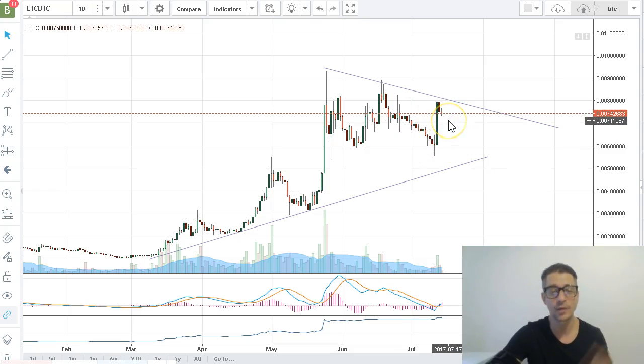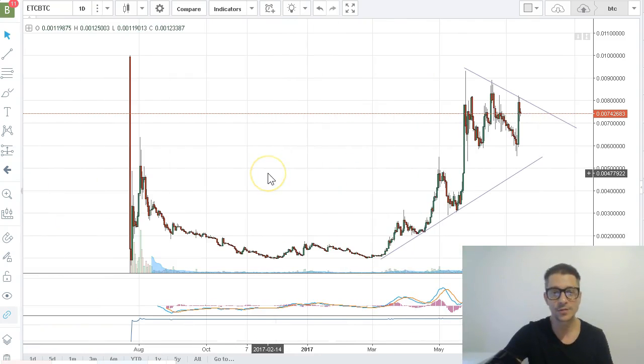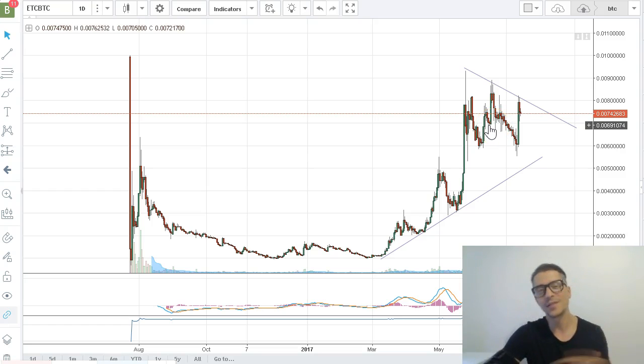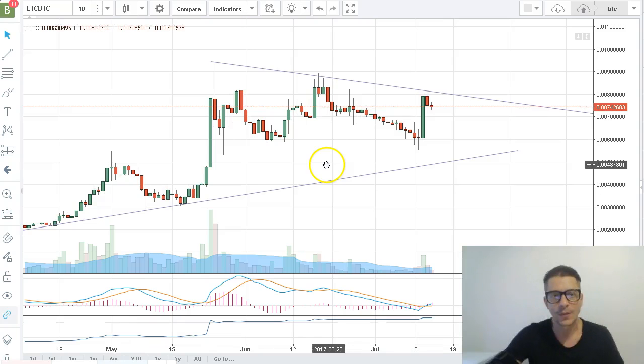At some point, if you have patience, it will come down and test lower support levels, and you will be able to buy it cheaper as well, because right now, as we can see, we have all-time highs, and it's a little bit overbought. So this is what I'm expecting with Ethereum Classic, but this is not a video about Ethereum Classic. This is just a video about how to identify support and resistance.